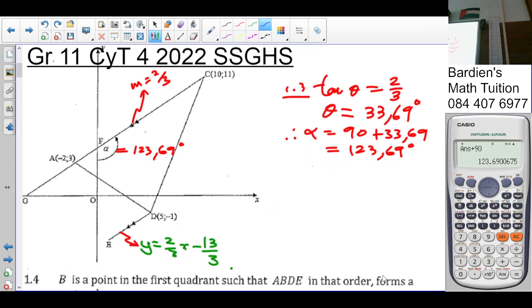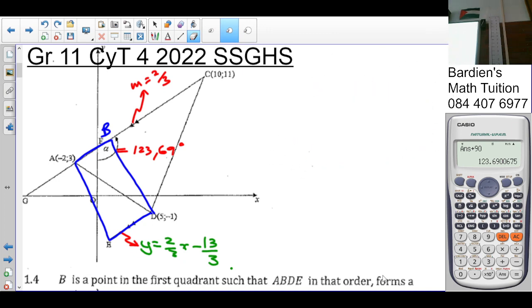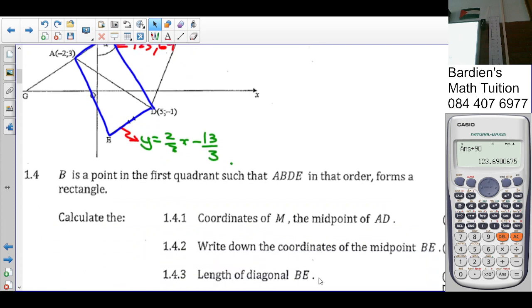So DE is one side, and these lines are parallel, so that is where B is going to lie approximately. And it's always easier to do it this way, if you draw it in. It gives us a sense of basically what's happening.